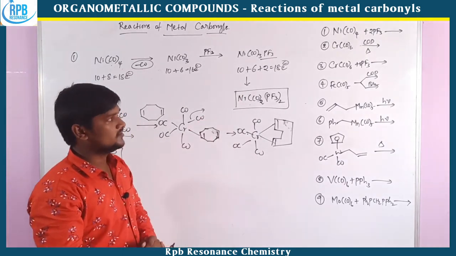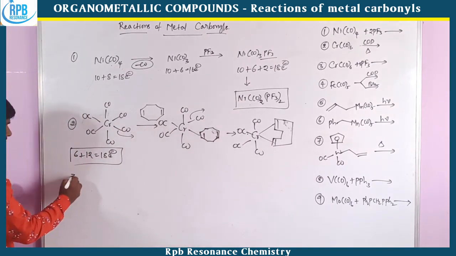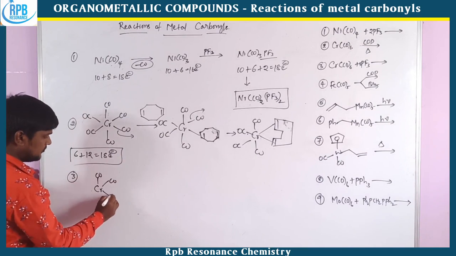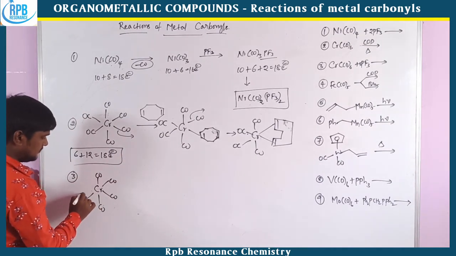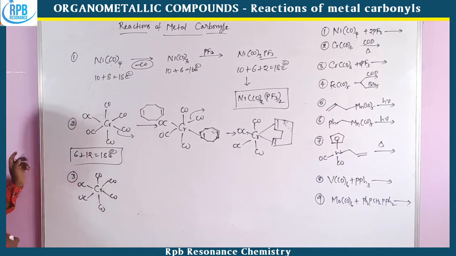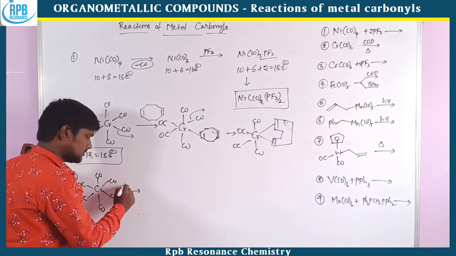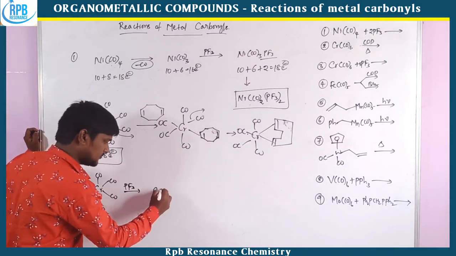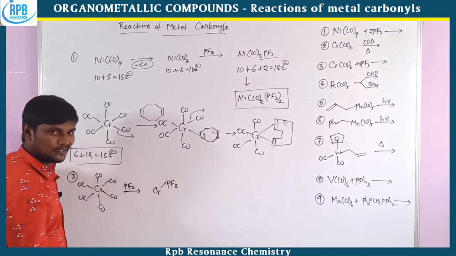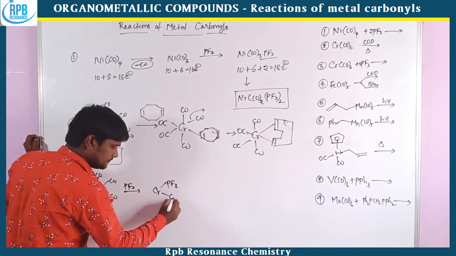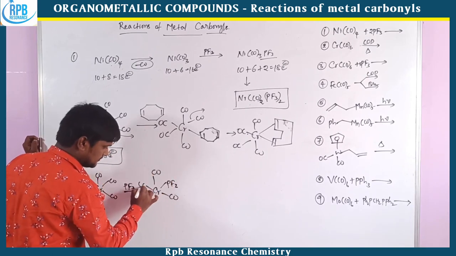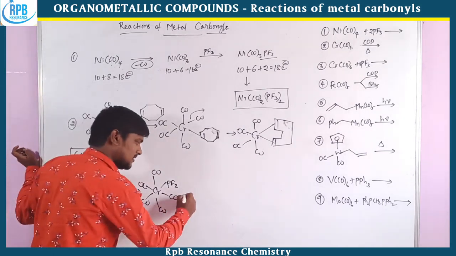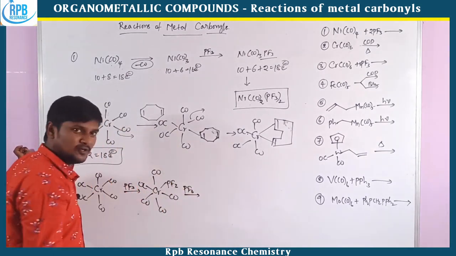Now when we go to the third example, that is a very simple example. Same example, Cr with 6 carbonyls. When we substitute PF3, now I will write the direct steps. Cr, one of the carbonyls is replaced by PF3. Now again we use another mole of PF3, that means the second mole of PF3.